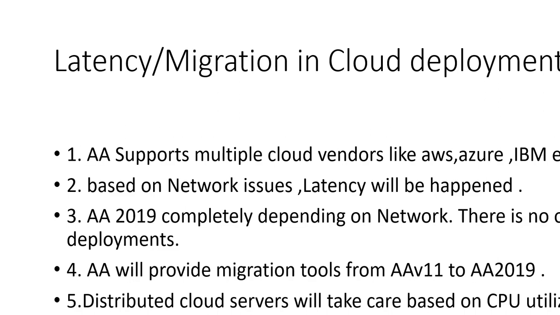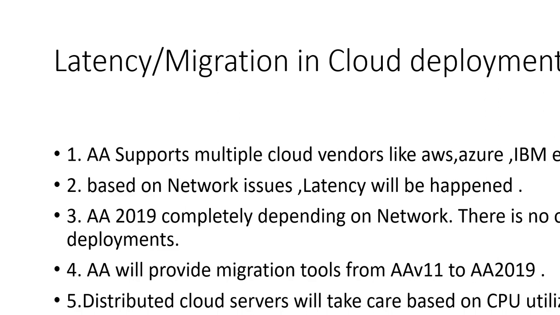Also, for bot migration, whatever bot you are giving as ATMX, it will convert it to JSON. Previously, in AA version 10 to 11, it converted ATMX to .ATMX, but now the conversion has to happen from ATMX to JSON. So that also brings some latency and migration dependency or migration issues. AA also provides migration tools from AA version 11 to AA 2019. These migration tools will convert ATMX to JSON, but the thing is, all the AA 11 code will not be converted into A2019. There are some issues that happen.